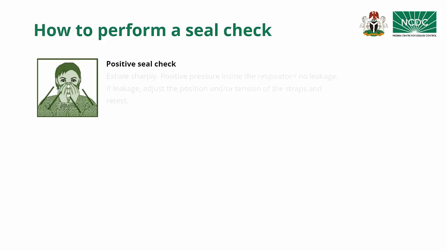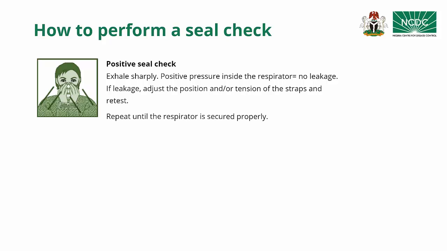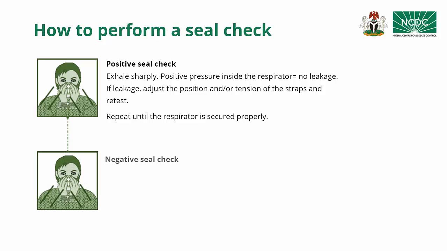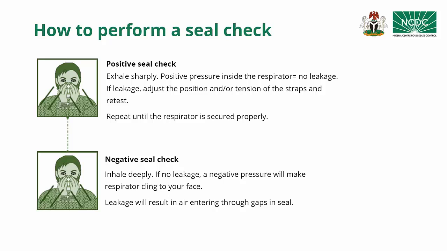For a positive seal check, exhale sharply. A positive pressure inside the respirator means there is no leakage. If there is leakage, adjust either or both the position and tension of the straps, then retest. Repeat until the respirator is secured properly. For a negative seal check, inhale deeply. If there is no leakage, a negative pressure will make the respirator cling to your face. If there is leakage, this will result in air entering through gaps in seal.